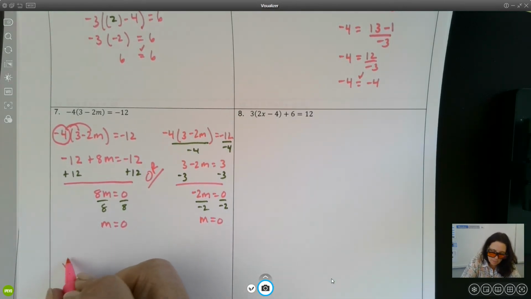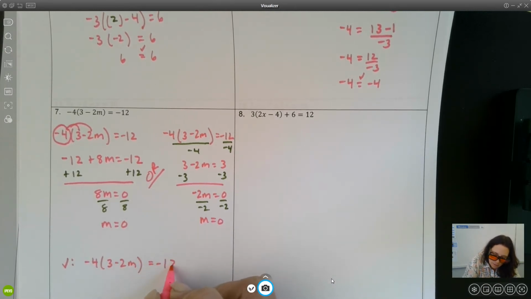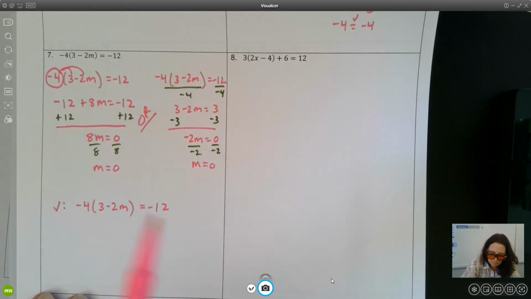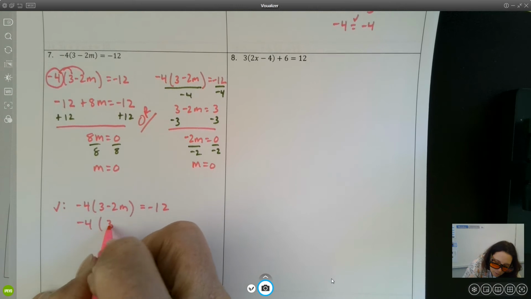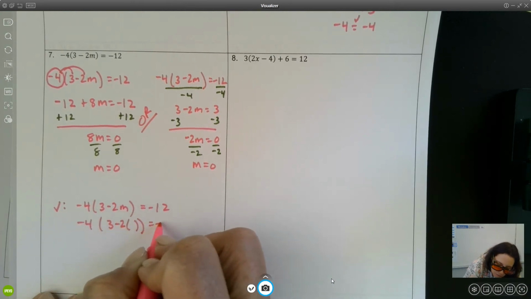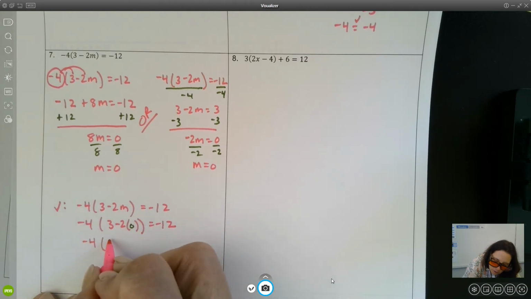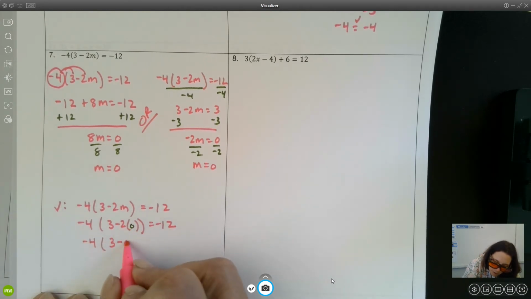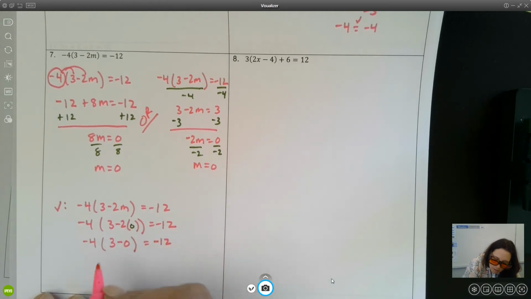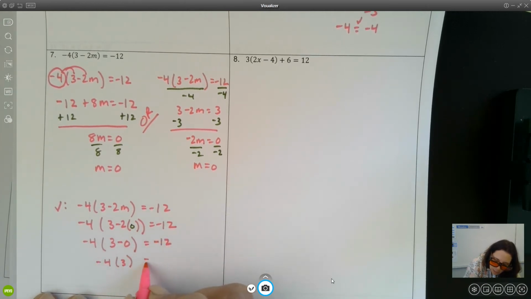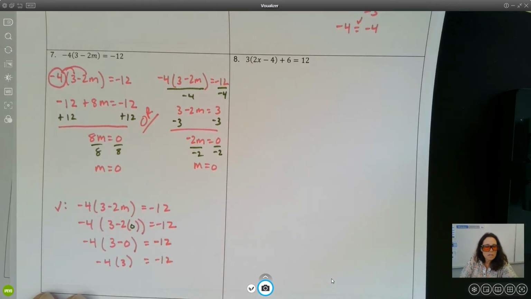now the check, it doesn't matter which method you did, the check is the same. You're going to plug 0 in for the m. Negative 4, 3 minus 2 times something equals negative 12. Okay, I'm going to toss in a 0 here. Negative 4, 3 minus, isn't 2 times 0, 0? This would be negative 4 times 3. And isn't negative 4 times 3 negative 12? And that does equal the negative 12 on that right side.